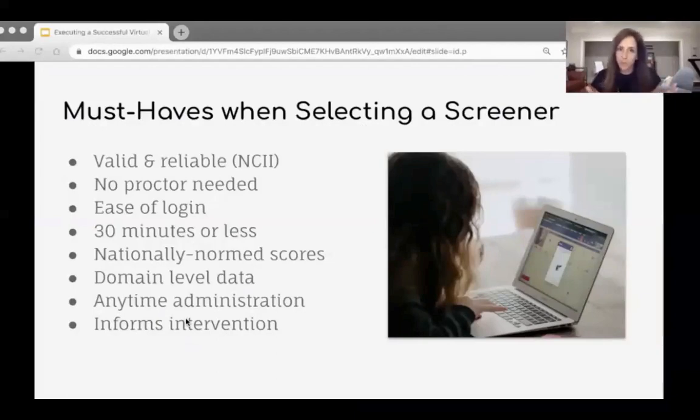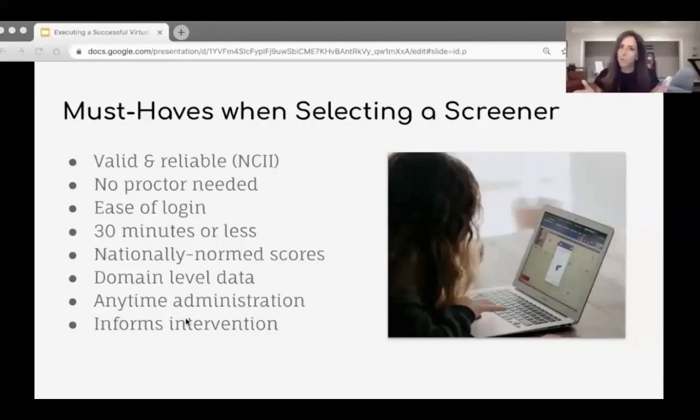So what are we looking for? First, valid and reliable. Check NCII to see if it's on the list. Second, make sure it doesn't necessarily require a proctor. Third, you want ease of login, right? Same login for students for both math and reading. You want to look for something that can be completed within about 30 minutes for students for each subject. You want data that includes overall nationally normed scaled scores, but you also want specific domain level data. Look for anytime administration. You don't want to have to wait for that testing window that might not open until September. And finally, look for something that will inform the intervention.